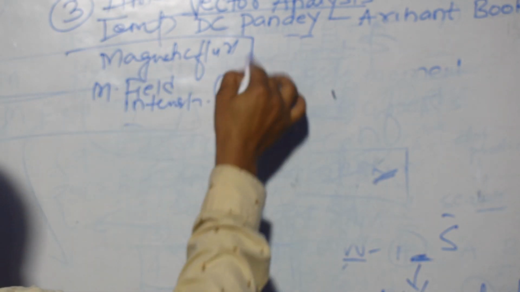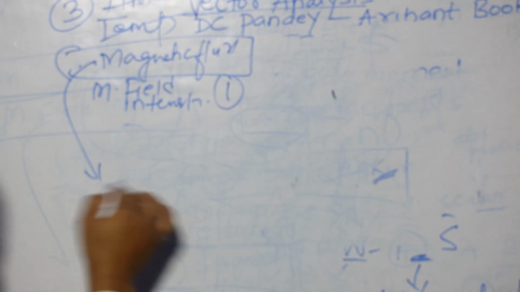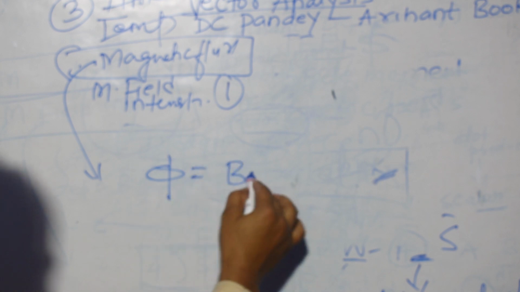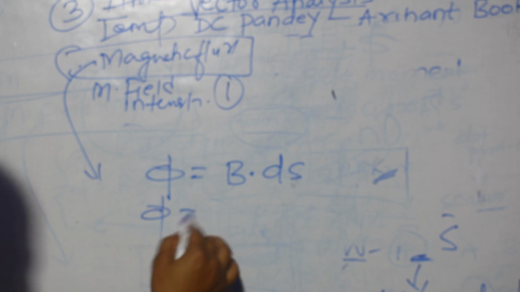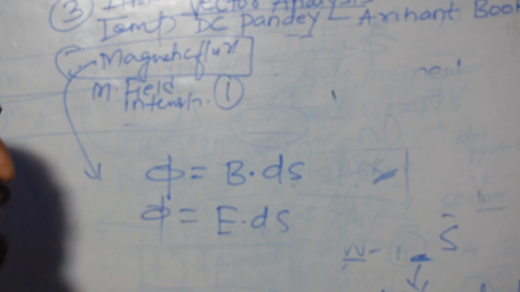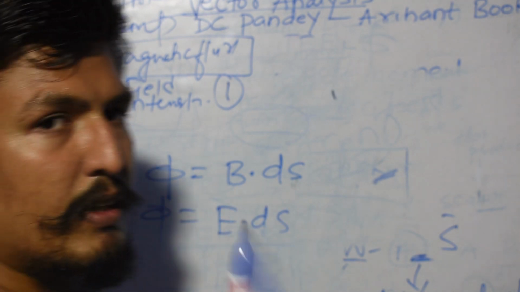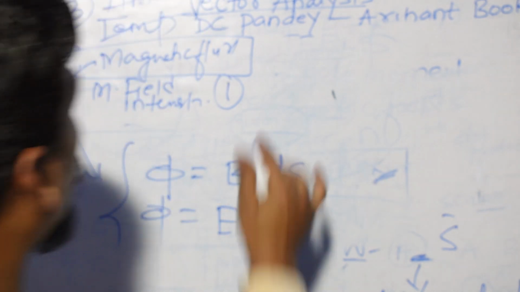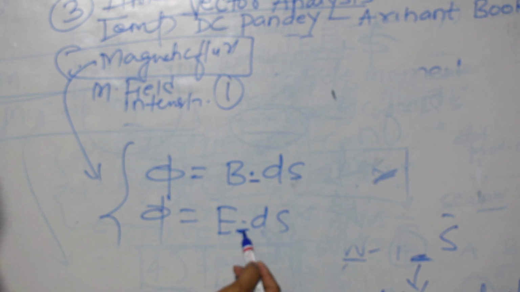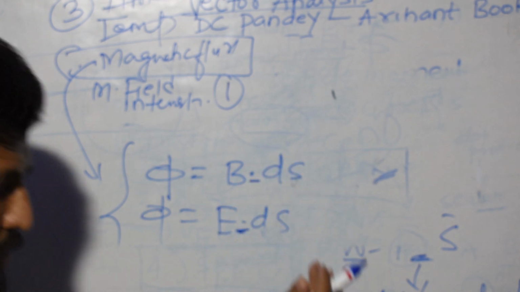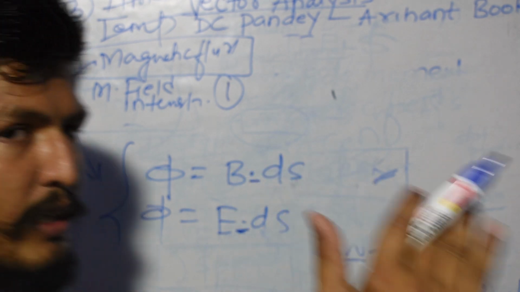Now magnetic flux. Magnetic flux is phi, defined as B dot ds. If it is electric flux, it is defined as E dot ds. Whether it is magnetic flux or electric flux, both are scalar quantities, because each is defined as a dot product. Work was a dot product too. So magnetic flux and electric flux are dot products, and a dot product belongs to scalar quantities.